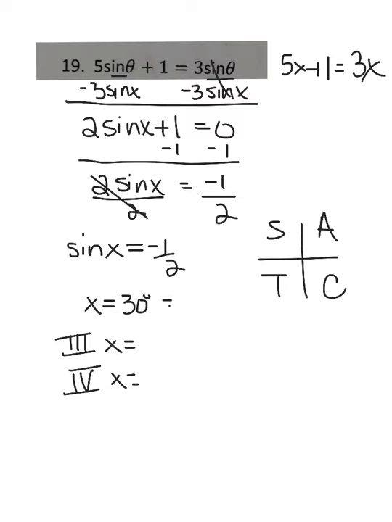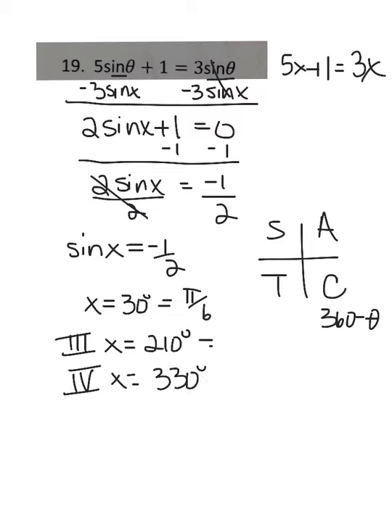Okay, well, we know 30 is pi over 6. So in the third quadrant, remember it's 180 plus your reference angle, which would be 210. And then in the fourth quadrant, it's 360 minus your reference angle, which would be 330, right?